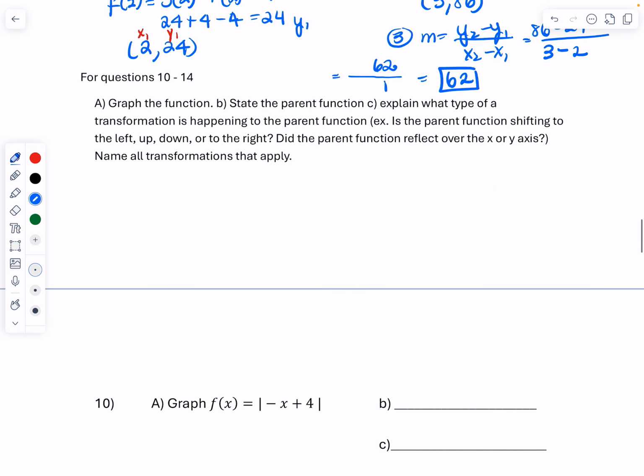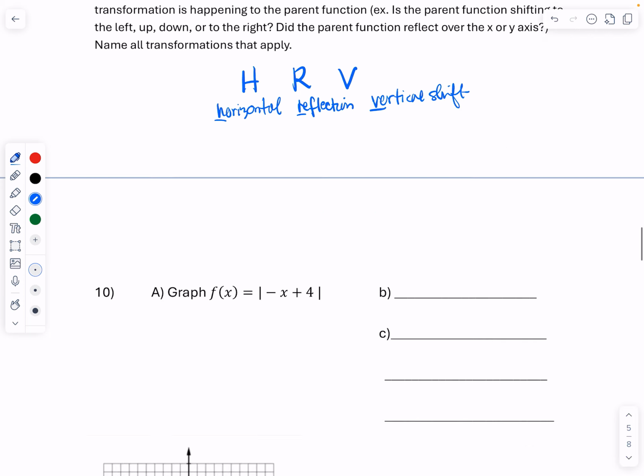For questions 10 through 14, graph the function, state the parent function, explain what type of transformation is happening to the parent function. Example is a parent function shifting to the left, up, down, or to the right. Did the parent function reflect over the x or y axis? Name all transformations that apply. Now I gave you a mnemonic device, Henry rents vehicles. So we're going to do horizontal shift first, then we're going to do any reflection, and then vertical shift is last. Okay? Alright, so let's look at this first one.